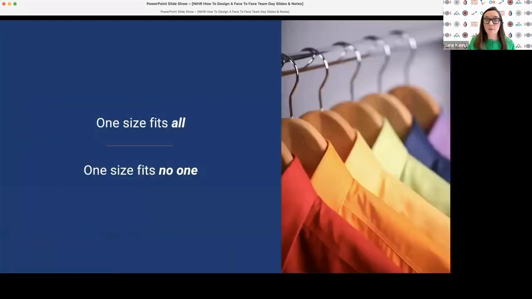The next thing is to think about who's going to be in the room. Who am I inviting to this? So one size fits all versus one size doesn't fit anyone. We need to think, and sometimes there can be a bit of tension between different people's needs. We've all got different needs that we might be bringing to that event.